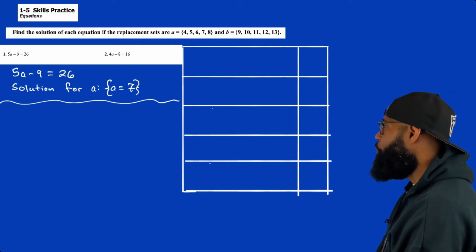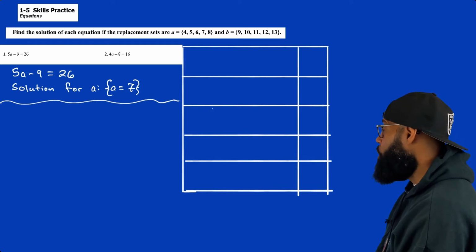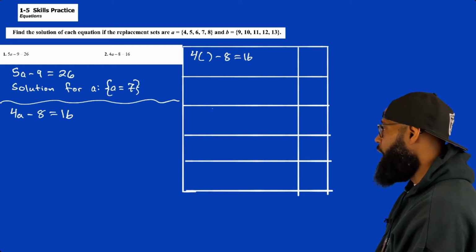So for our next one, 4a minus 8 is equal to 16. I'm going to set up this graphic organizer again. Each section will get the equation 4a minus 8 equals 16. And again, I need to use the solution set for a. So they're telling me again that a is 4. So plug in 4. And a is 5, plug in 5, plug in 6.